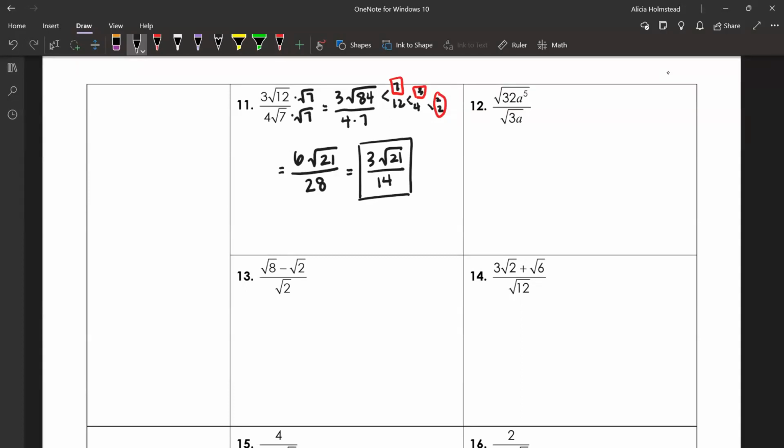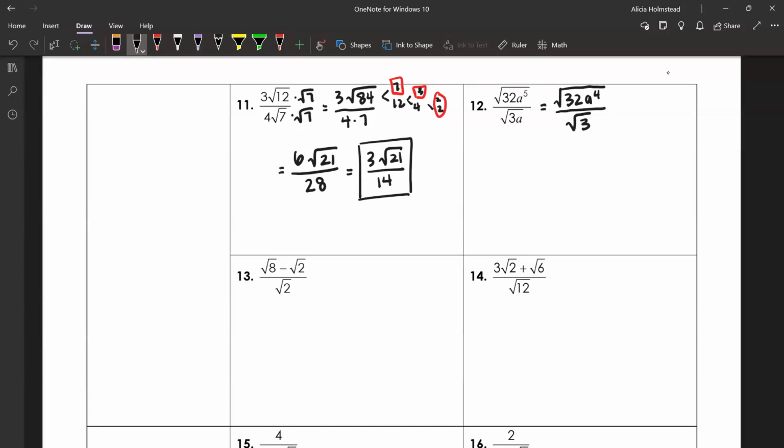Alright, next one. So this one is one where it's handy to do insides with insides first. 32 divided by 3, that can't be simplified. But a to the 5th divided by a can. That's going to be 5 minus 1, which is 4. And that's going to remain on top. So we'll have 32 a to the 4th over the square root of 3, since we put those a's together.